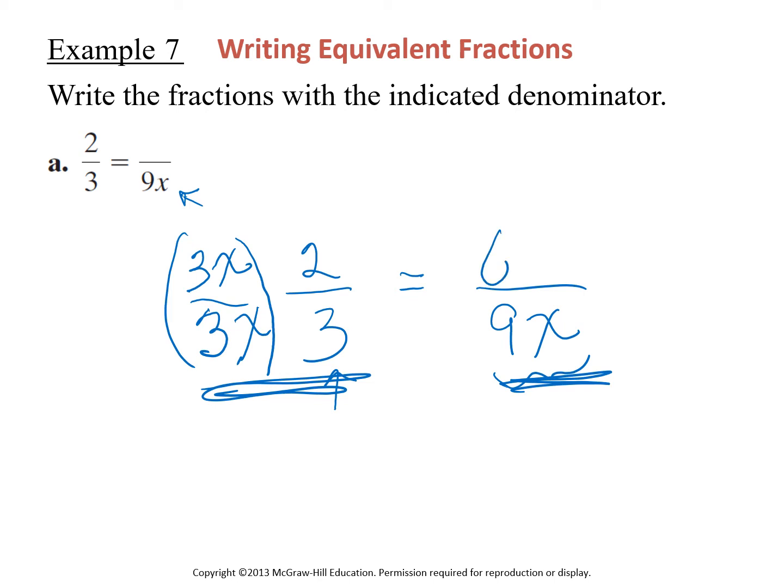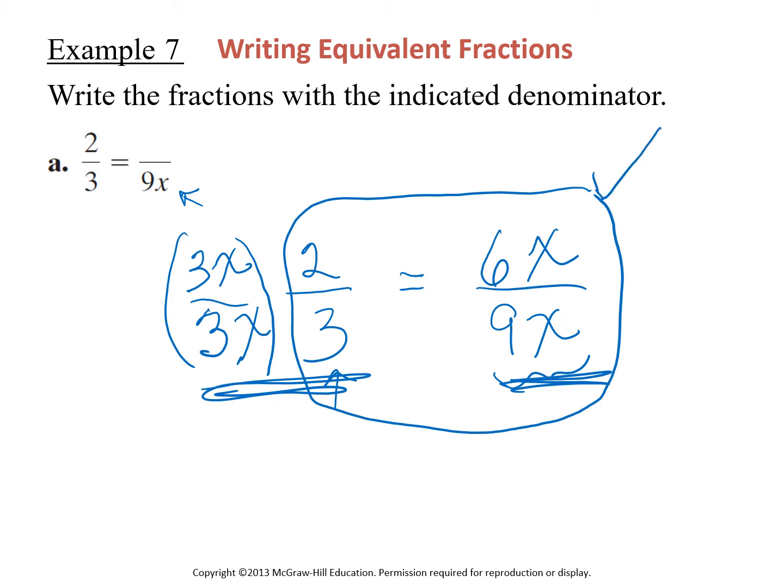Multiplying across, I get 6x over 9x. So these are equivalent fractions. If I reduce this fraction, 6x over 9x, that brings me back to 2/3. So we're intentionally taking a fraction out of lowest terms to get an equivalent fraction with the indicated denominator.